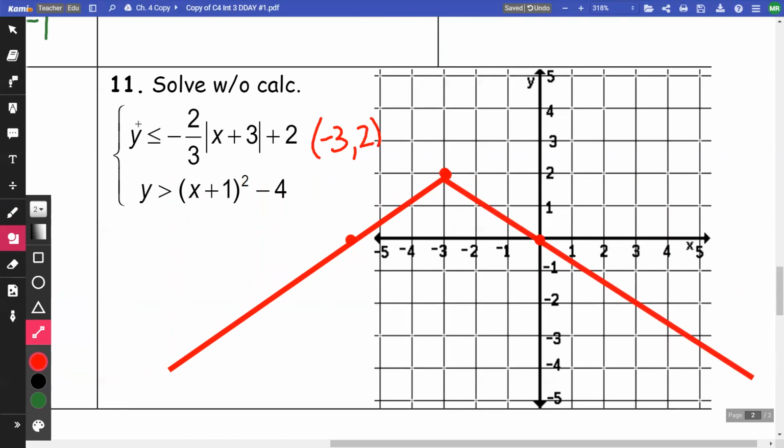And I want it to be less than or equal to, so it is solid because it's less than or equal to, and I would be shading below.